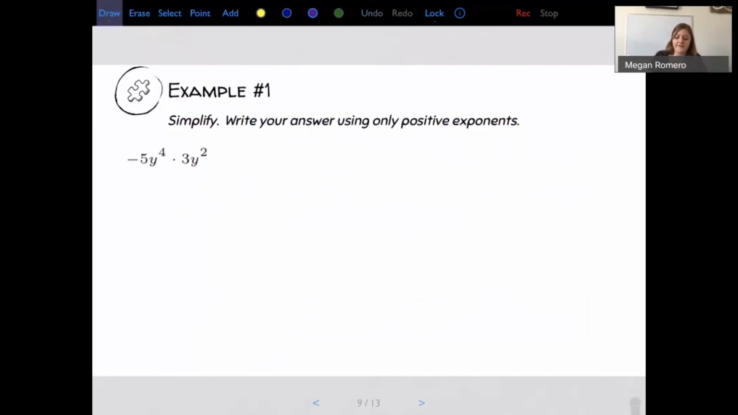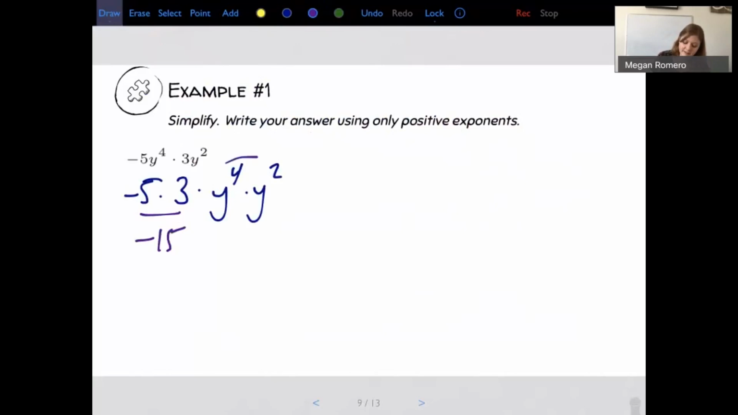Example 1, simplify. Write your answer using only positive exponents. Since order doesn't matter in multiplication, we can rewrite this to put our numbers next to each other and our same bases next to each other. Negative 5 times 3 is negative 15. And y to the fourth times y squared, if we add the exponents, gives us y to the sixth.